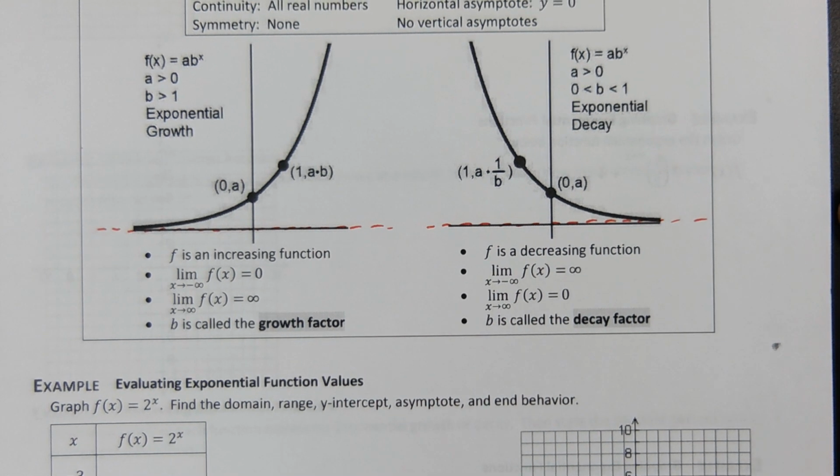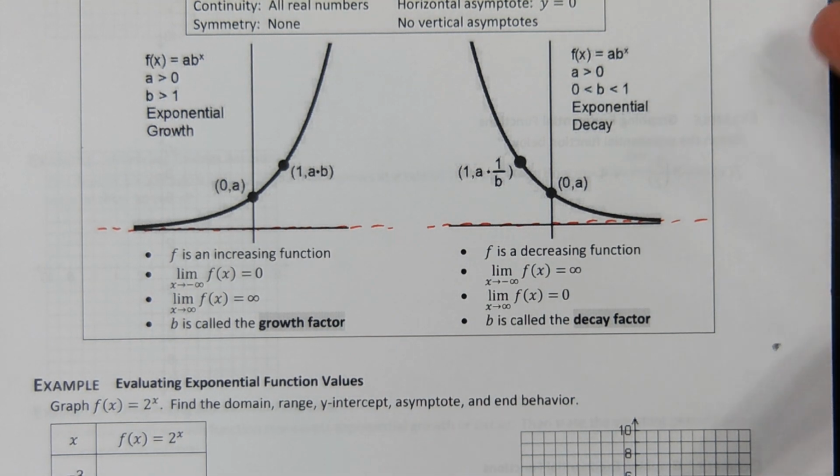Sometimes students want to ask me, well, what if a was negative? What would we call it then? Well, it doesn't get a special name. If a is negative, we could still graph it. They're just reflected over the x-axis. Then we just call it some kind of exponential function. We can no longer say growth. We can no longer say decay. We just say, yep, that's an exponential function.